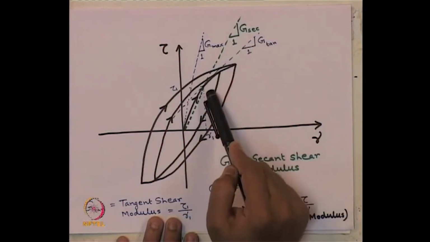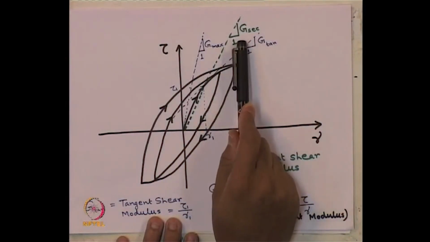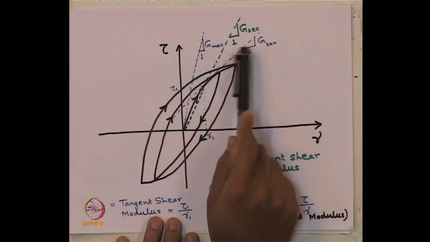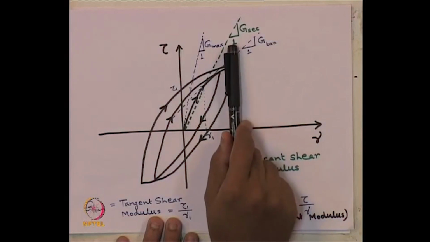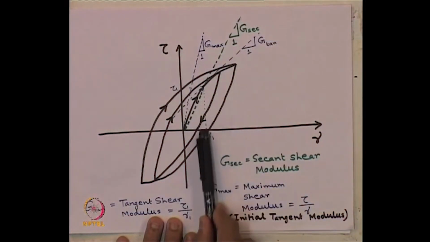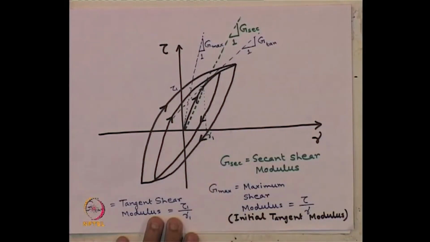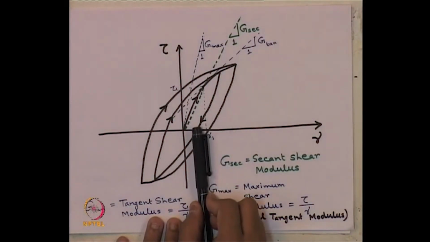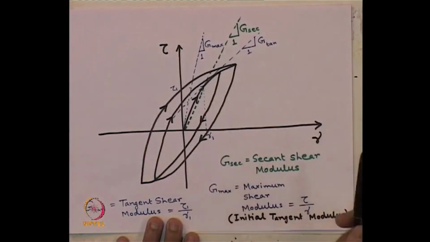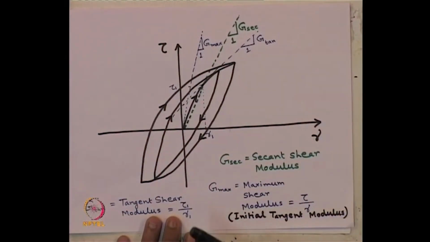And here, if you notice, the value of G is not as high as G max, or as low as G tan; it is in between. It can also be very close to G tan if the final range of shear strain your sample goes through is fairly low. Then it almost replicates the actual behavior of the soil sample.